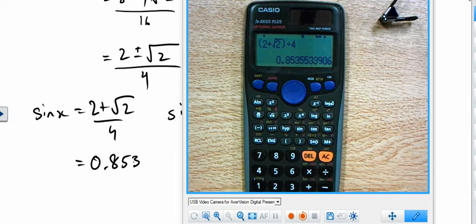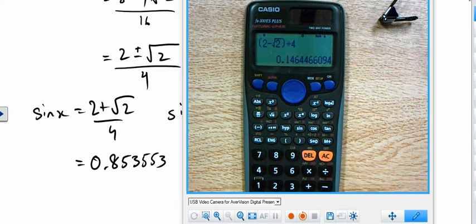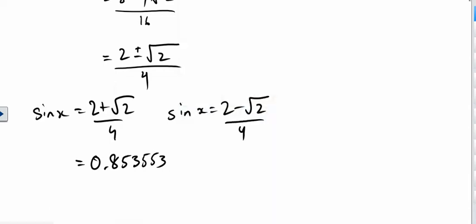0.853. Yep. Do we not put the inverse of sine? It's still sine x equals. So we will, yes. 0.853553. I want 4 decimals. I'm going to keep 6. Probably 5 would be enough, but I'll keep 6 for now. Okay, and then I'm going to just switch this to minus. 0.14644. How many is that? 7.